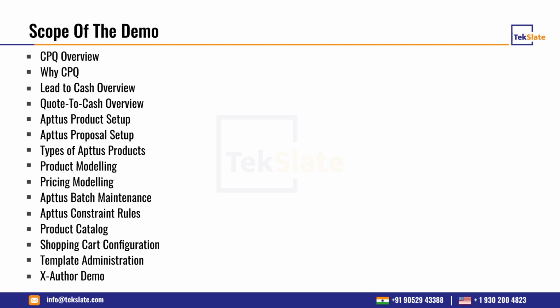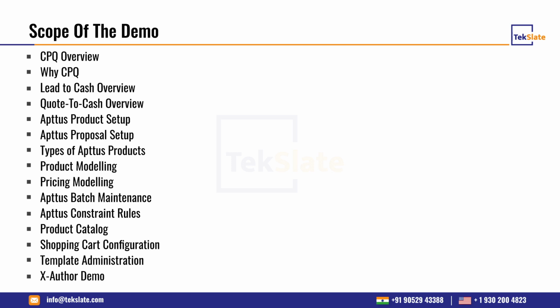And here we have quote to cash. So quote to cash is a part of Apttus CPQ, purely a part of Apttus CPQ, where we are talking about Apttus CPQ. It is about after creating a quote, how the cash gets created. Cash is nothing but the revenue. So this is the end-to-end overview we would be discussing during the course of training.